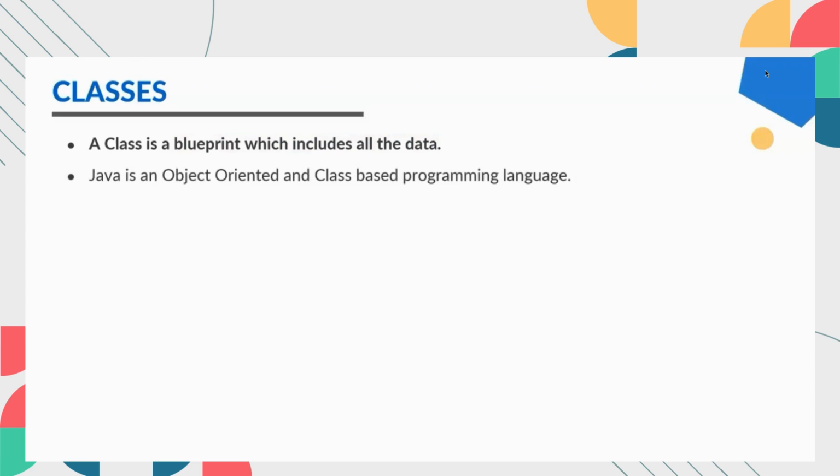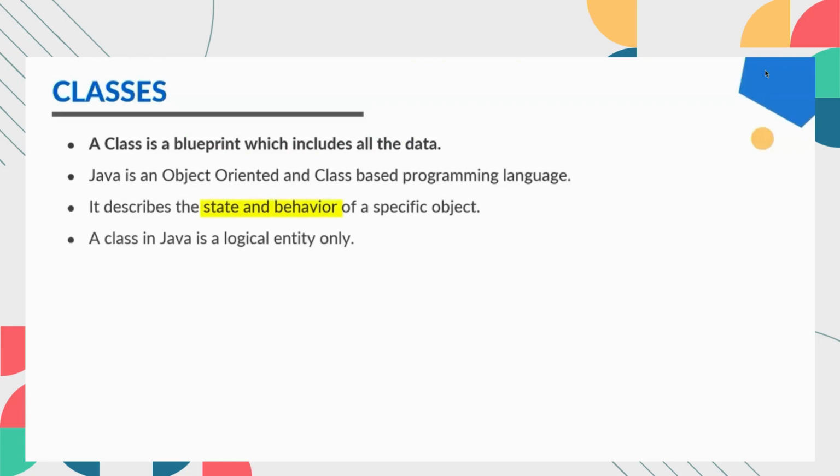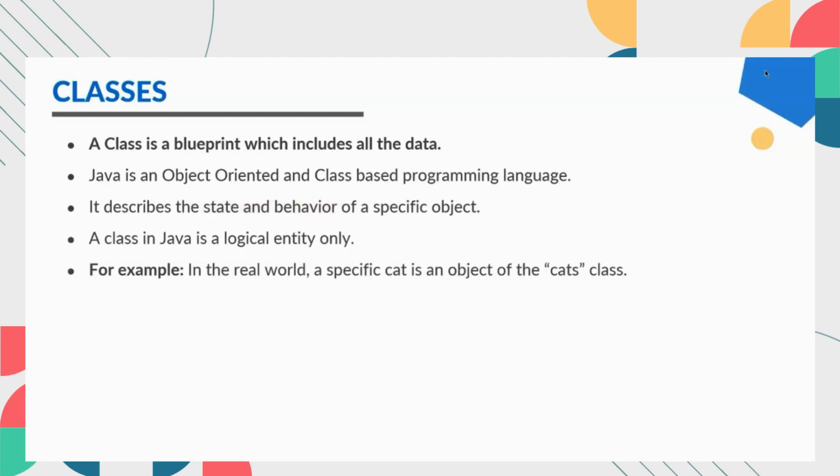Blueprint means a class is a user-defined data type. It is a collection of similar types of objects. I can say it is a template that describes the state and behavior of a specific object. A class in Java, or any object-oriented programming, is a logical entity only.